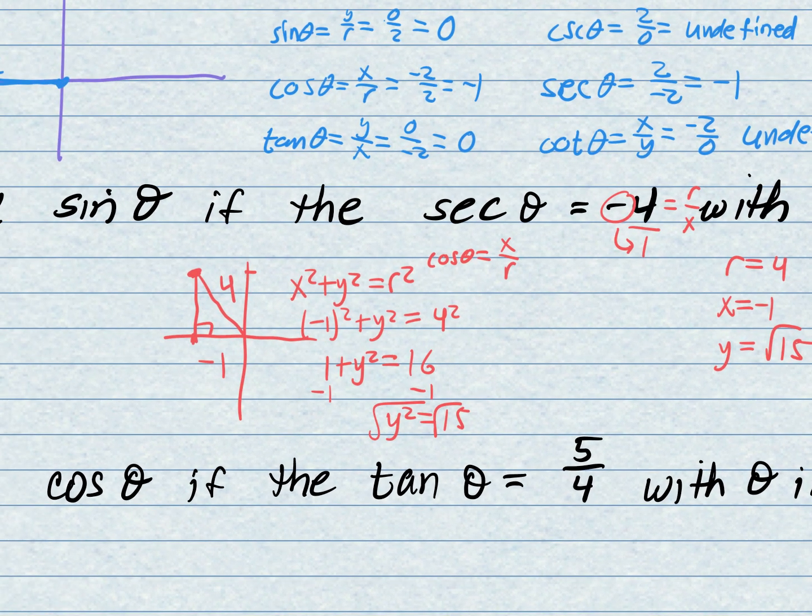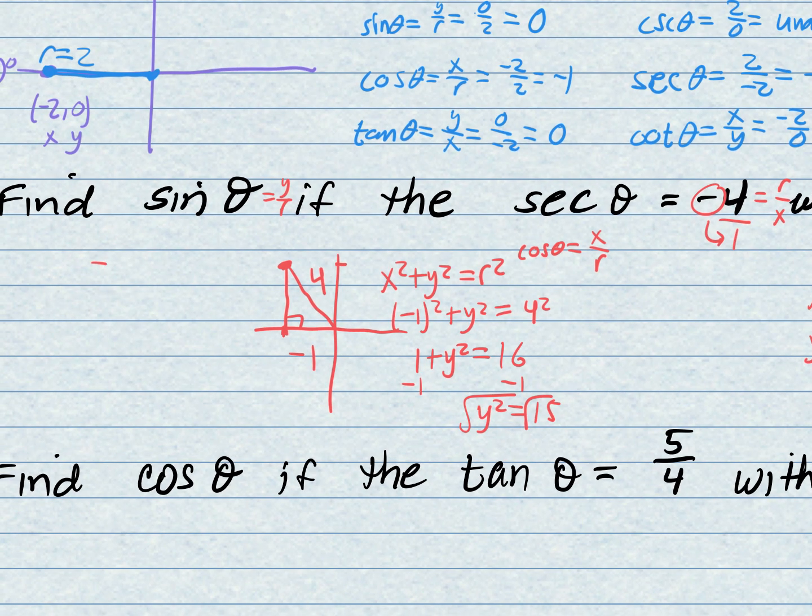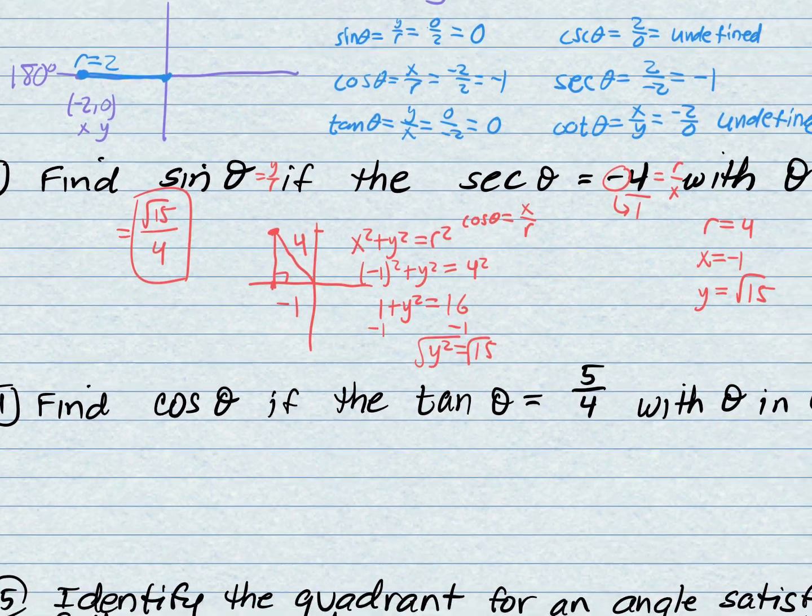And from here, we should know sine is y over r. In this case, it is a right triangle, so you can use SOHCAHTOA to figure out what sine of our angle is. In this case, it's going to be y, which is square root of 15, over r, which is 4. So I get square root of 15 over 4. All right, and we can do the exact same thing for the next one.